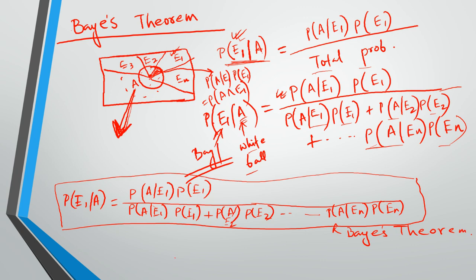Also, please remember that these events E1, E2, E3, which happened before the main event A, have probabilities P of E1, P of E2, P of E3. These are called a priori probabilities.